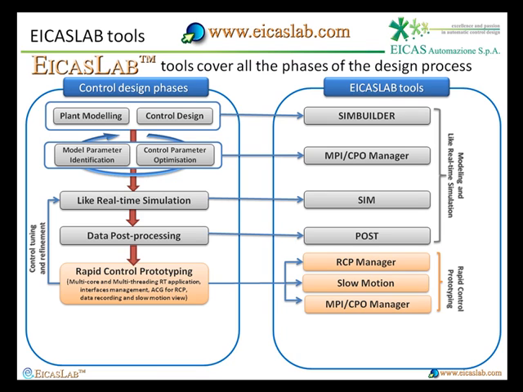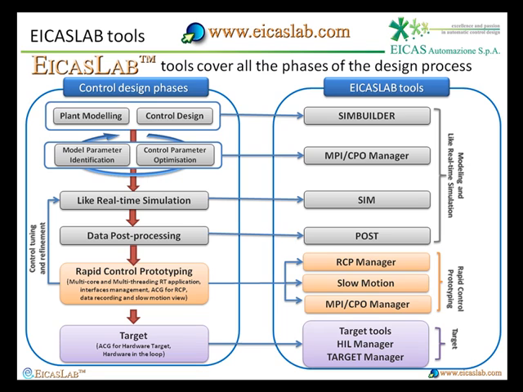The last operative mode or control design phase is the so-called target. Here, EICASLAB automatically generates the code to be transferred to the final target and enables to perform hardware-in-the-loop and final validation tests. Specifically, two tools for supporting the designer are available: the Hill Manager tool that allows to perform hardware-in-the-loop tests working with the target and the simulated plant, and the Target Manager tool that allows to monitor the final target hardware that pilots the real plant during the final validation test. All these tools are managed by the Master tool, which is the main EICASLAB tool.